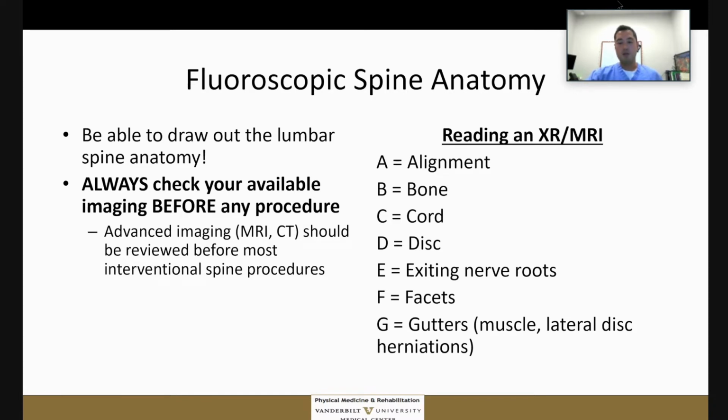An important thing as a medical student, in really anything, is to have a systematic way of approaching reading an image, or even history taking skills, for example. So I wrote down here the ABCs that I often follow in my head as I approach an X-ray or an MRI. A stands for alignment, B is bone, C is the cord if you're looking at MRI, D stands for disc, E for exiting nerve roots, F for facets, and G really just for gutter, meaning anything lateral to the central components we're looking at, such as the muscle or even lateral disc herniations. So really, have a systematic way of approaching imaging so you don't feel like you're missing something.